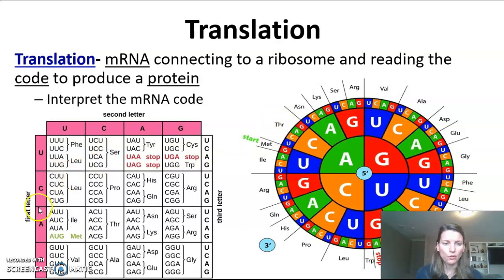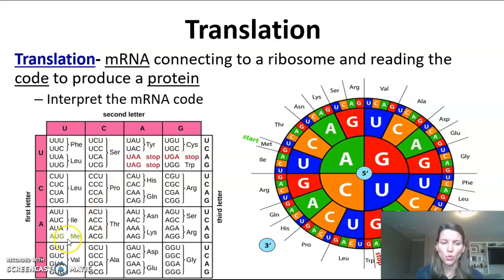If you're using the chart over here, the first letter is on the left side, the second letter is on the top, and the third letter is on the right-hand side. So if you're going CCA, for example, you'd go C over here, to C up here, to A alongside on this side, and where those three meet, that's where you'd have your codon, and that would be proline.